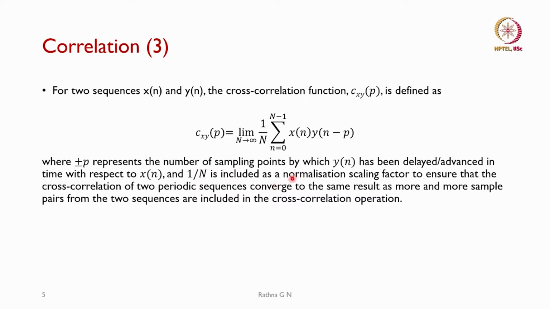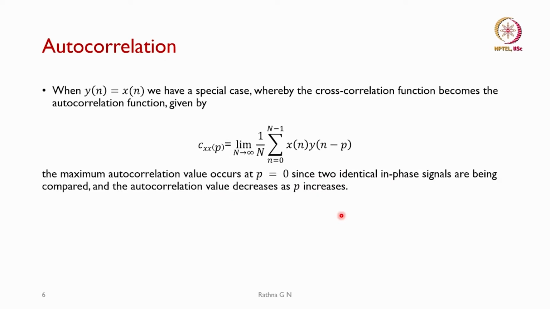normalization scaling factor to ensure that the cross correlation of two periodic sequences converges to the same result as more and more sample pairs from the two sequences are included in the cross correlation operation. So, we are trying to avoid the overflow by scaling it. Okay. So, how do we define the autocorrelation?